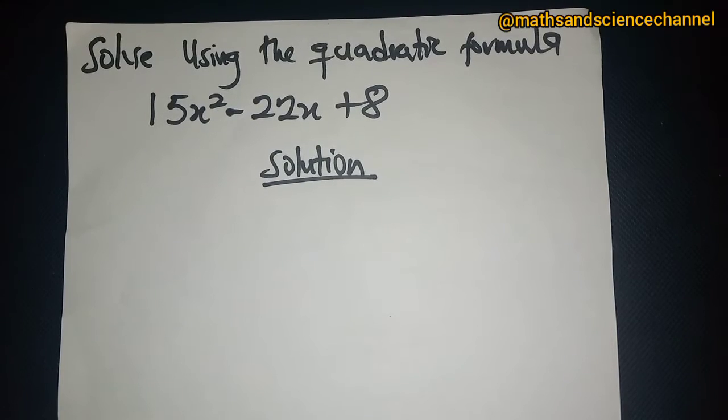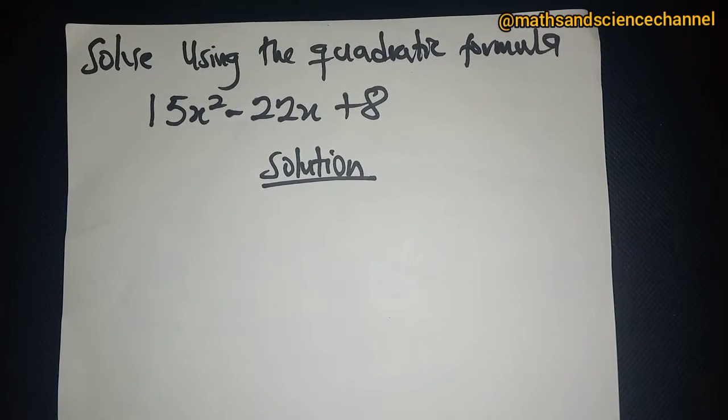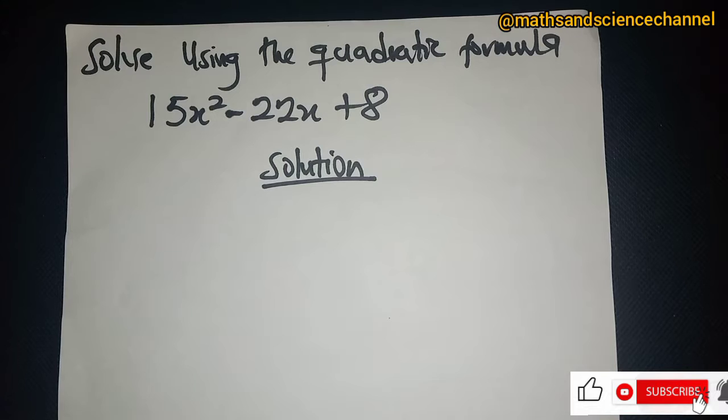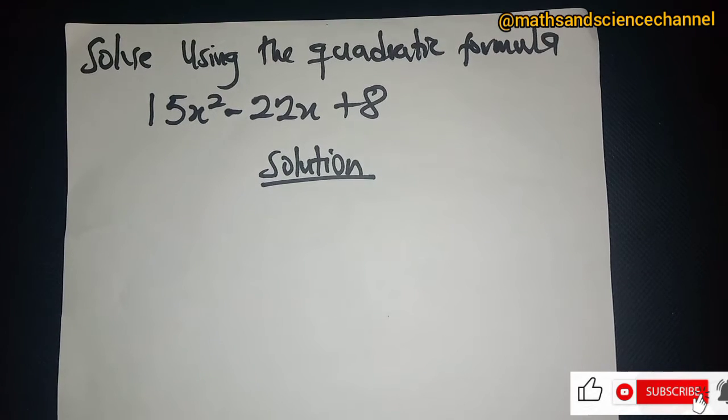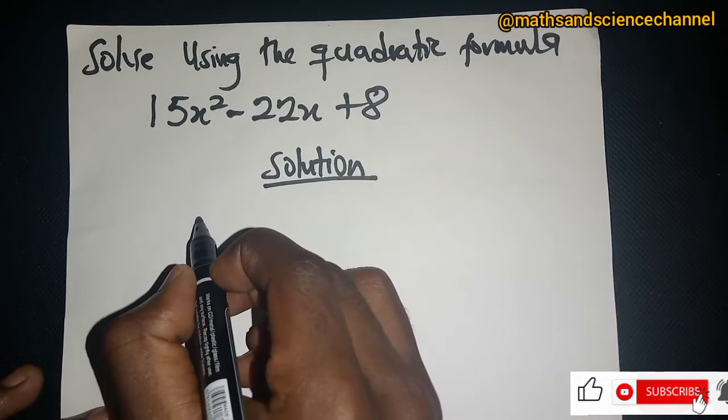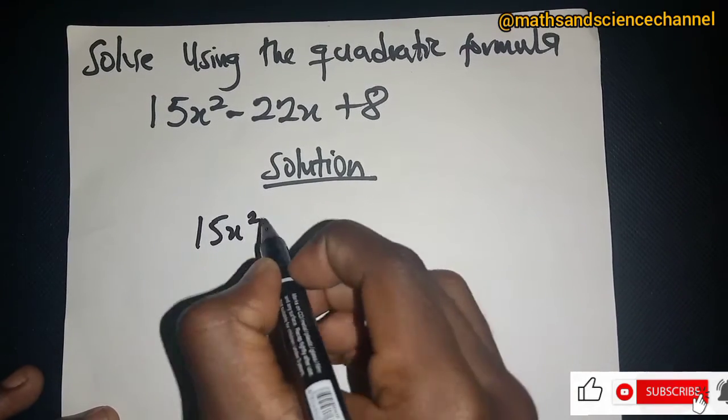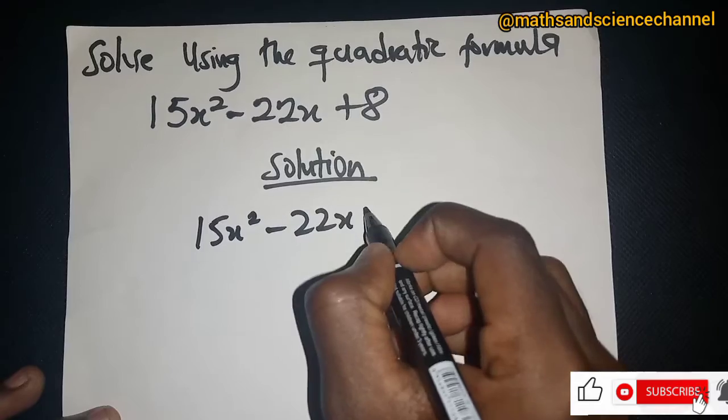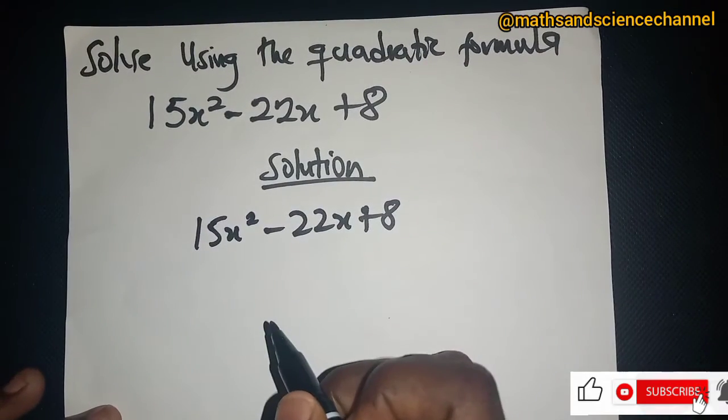Students, welcome once again. Today we have a quadratic equation over here. Now we have to solve this quadratic equation using the quadratic formula. So we have 15x squared minus 22x plus 8, and we have to use the quadratic formula.